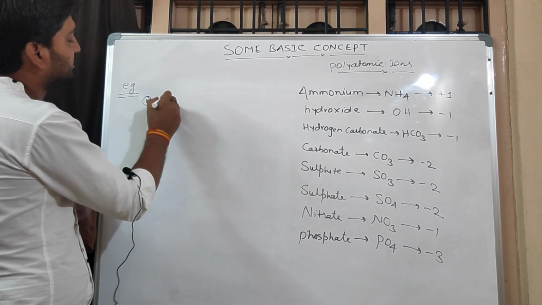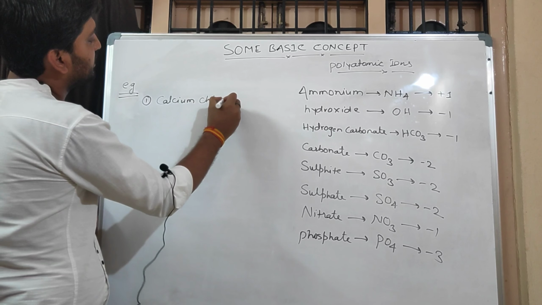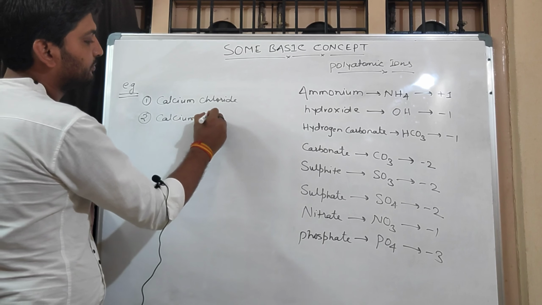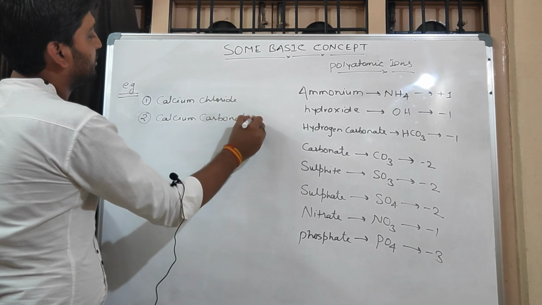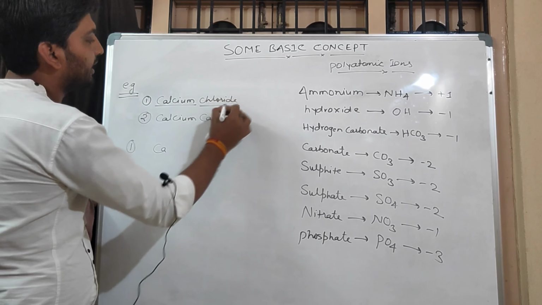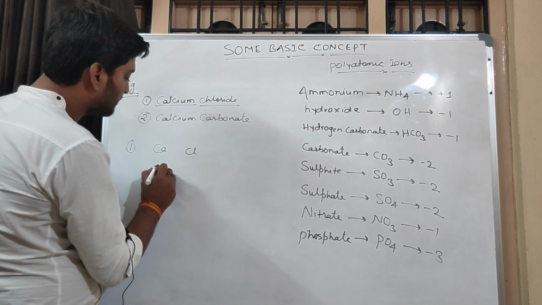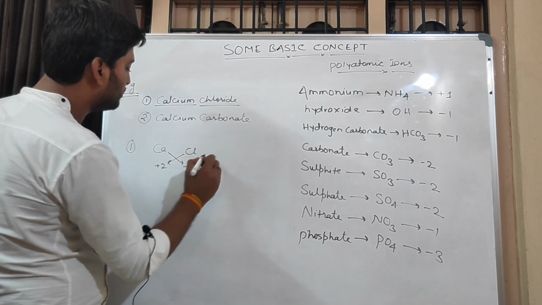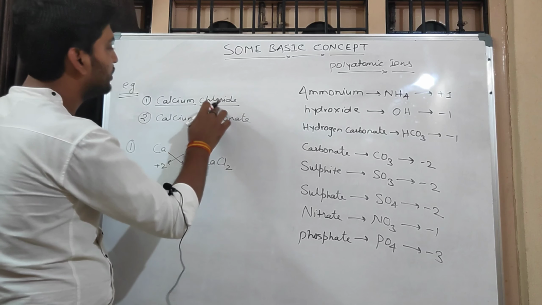Now form the formula for calcium chloride and another one, calcium carbonate. Just see, first calcium. Calcium is Ca. Chloride means we are using chlorine. So what is the valency of calcium? +2. What is the valency of chlorine? -1. Cross multiplication, Ca into 1, Cl into 2, CaCl2. That is called calcium chloride.